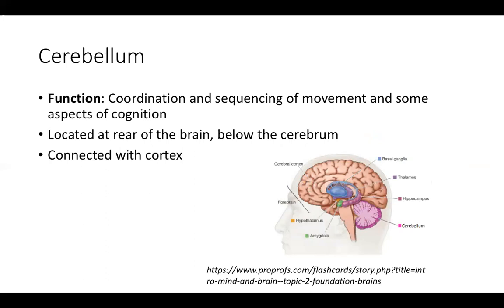The last note that I've made on the slide is that it's connected with the cortex. Going back to what I was mentioning about its importance with the motivation of movement and the coordination of movement, the connection that it has with the cortex allows for a lot of the proper sequencing of events to happen.